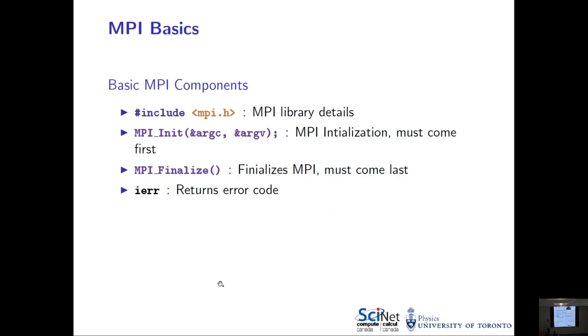So we need a header file, include the library, and init. Init is really just like main; you're just going to start with that. Some people agonize over how far up the code it should go before initializing the main program. The point is, if you're going to do any calculations in parallel, you need to have that started first. You do this once, and then you finalize at the end.